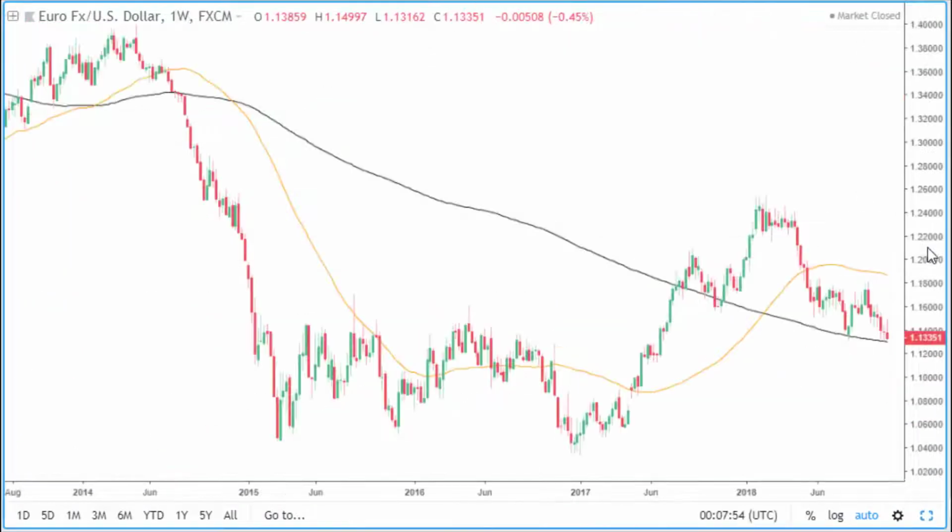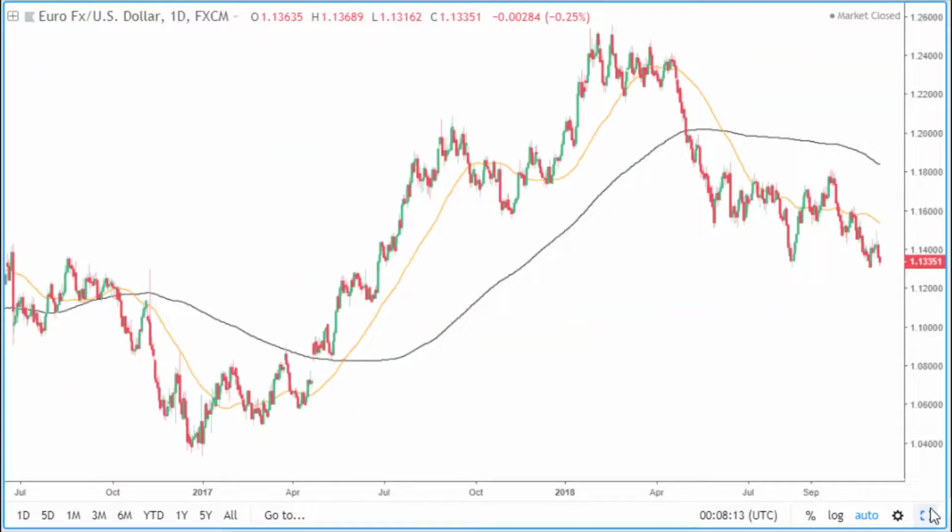On the weekly time frame, price is currently below the 50 simple moving average, but finding support around the 200 simple moving average. So price may bounce off the 200 moving average, or it may continue to move below that area and continue to the downside.